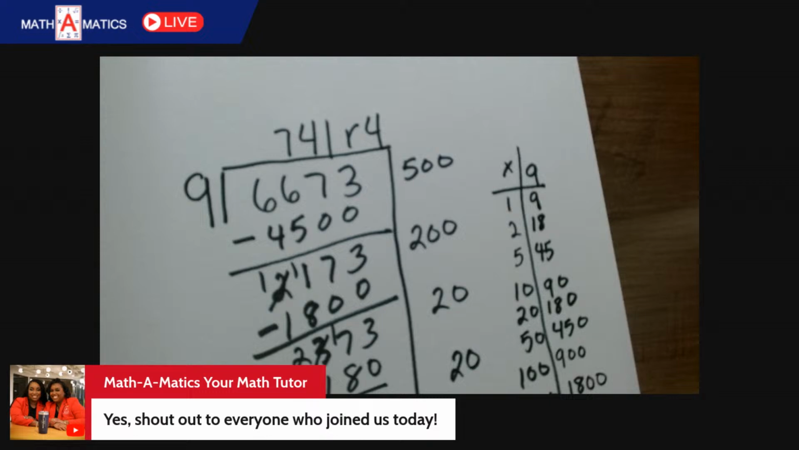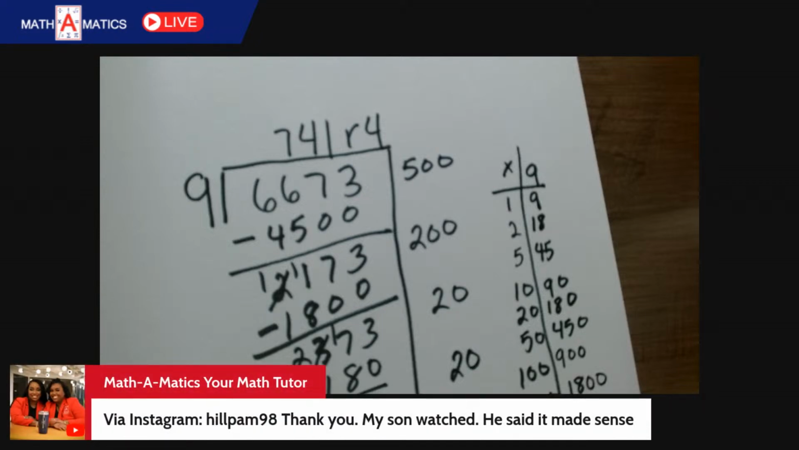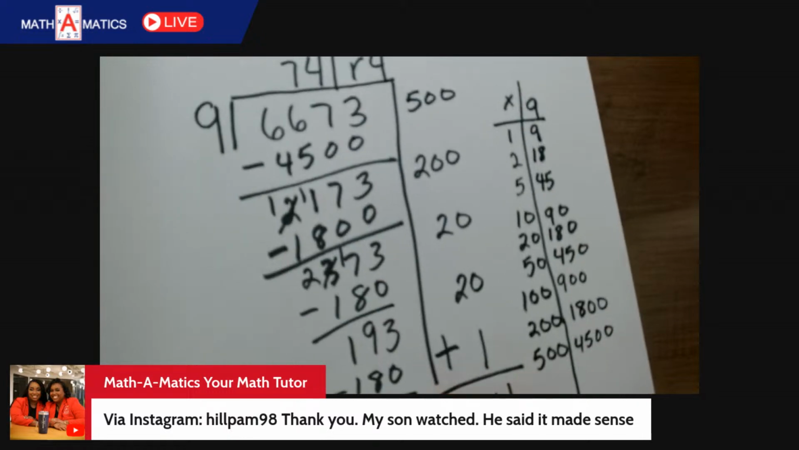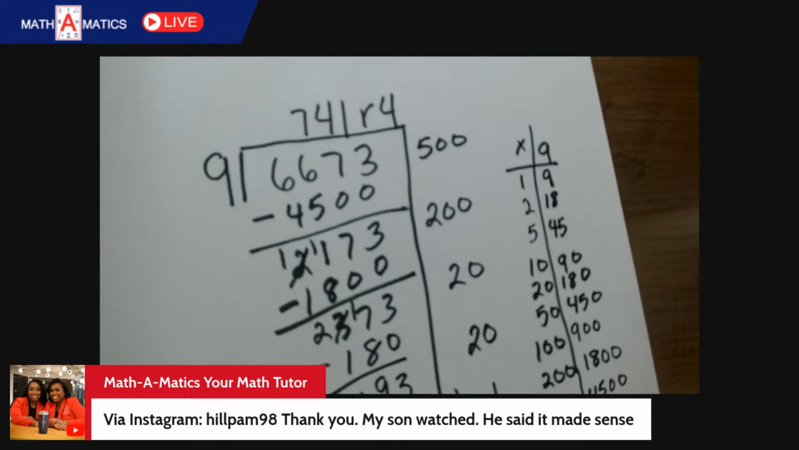So even on Instagram, the people watching us on Instagram, we have this partial quotient division problem. We have 2 videos over it on our Instagram. So even if you want to see that again, you can watch the videos on our Instagram showing how you do this as well.